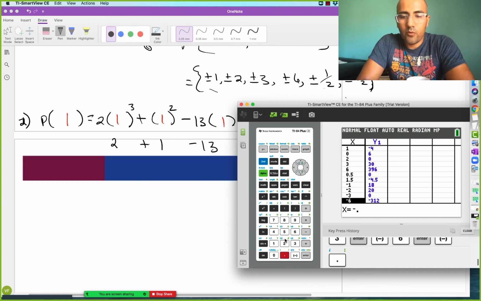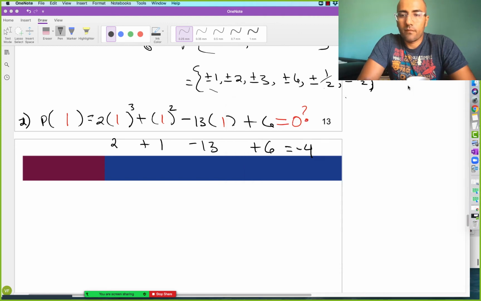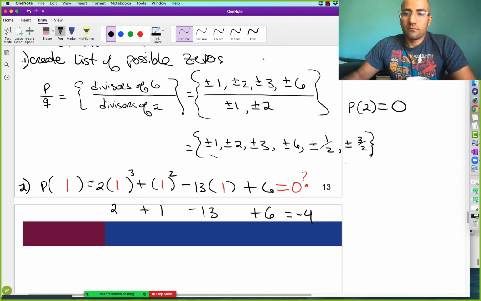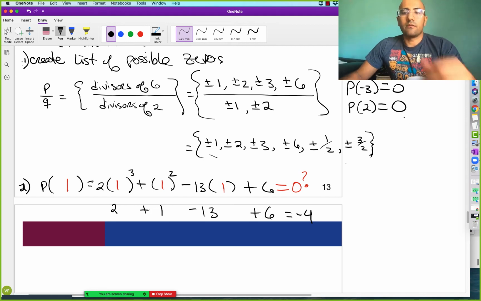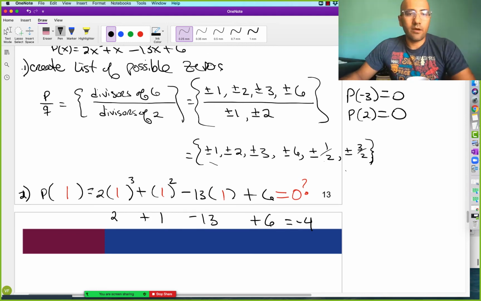-0.5. Nope, that didn't work. And -1.5. Nope, that didn't work either. Good. Okay, so looks like 2 is a 0. We found that one. And so is positive 1/2. That's a 0. And so is -3. -3 was a 0. And p of 1/2 is a 0. Okay, so we found 3 zeros of this polynomial.